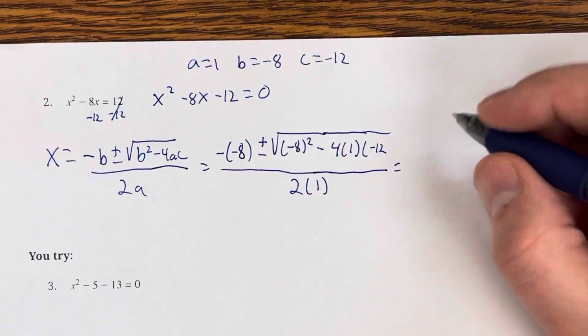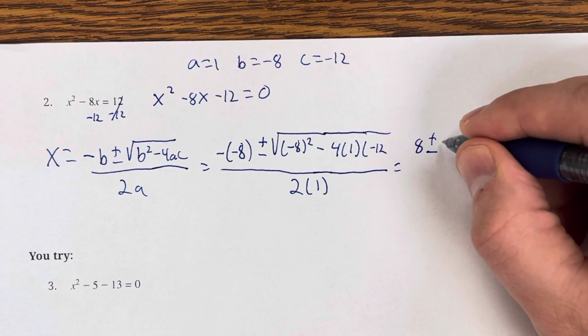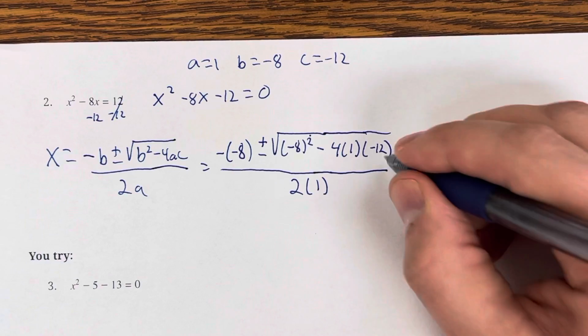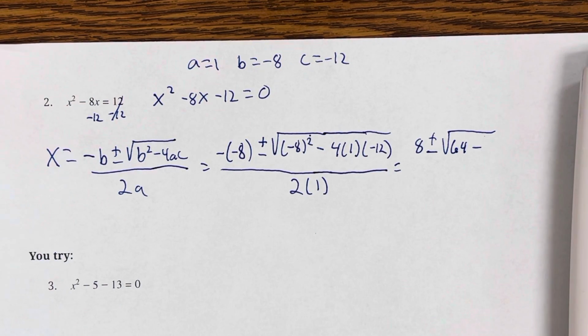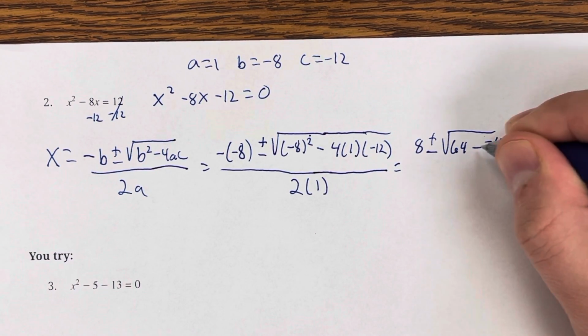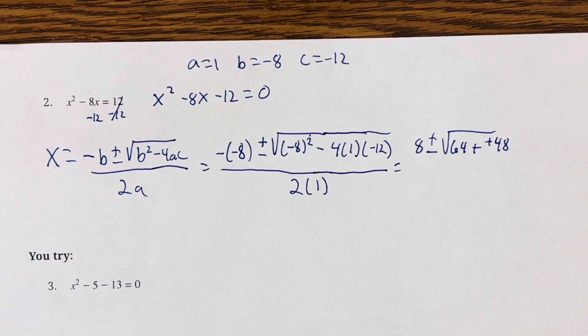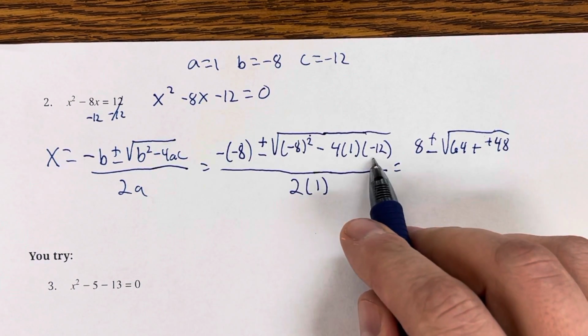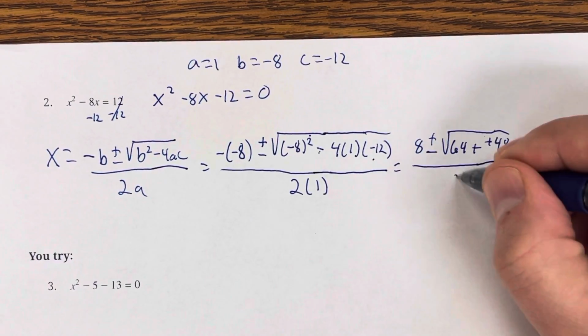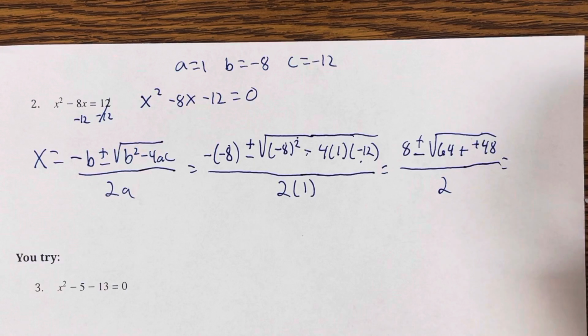So negative times a negative is a positive 8, plus or minus the square root. Negative 8 squared is 64, minus, forgot a parentheses, 4 times 1 times negative 12. So I have a 4 times negative 12, which is negative 48. So minus negative 48 will change to a plus. Okay? Multiplied by a negative, it was a minus sign. Minus a negative will change to a plus. All divided by 2.